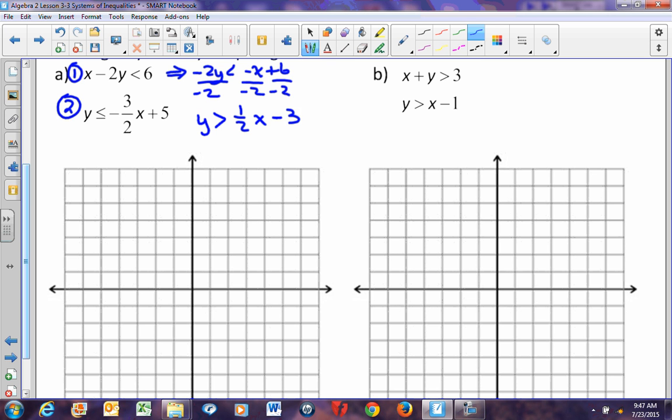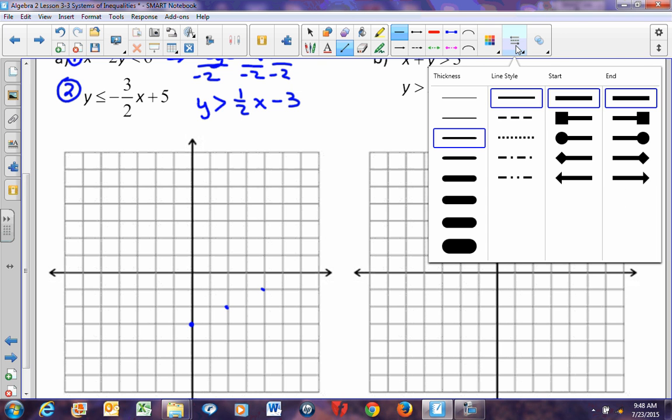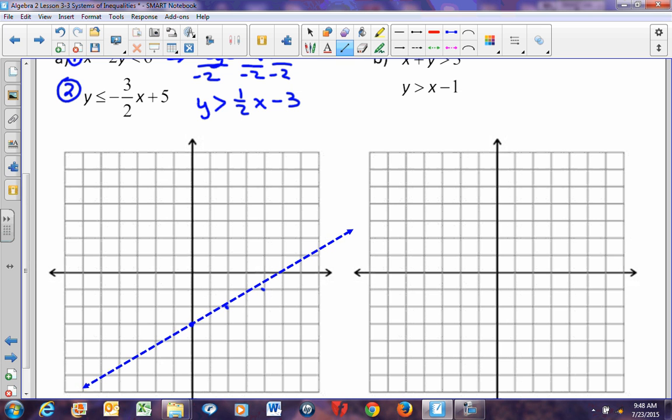So graph negative 3. I'm going to go down here to my graph paper. 1, 2 down to negative 3, and then I'm going to go up 1 over 2, up 1 over 2, up 1 over 2. It's greater than, so it should be a dashed line. So now I need to have my line be dashed. So I'm going to put it as a dashed line, and use a straight edge to make it accurate.